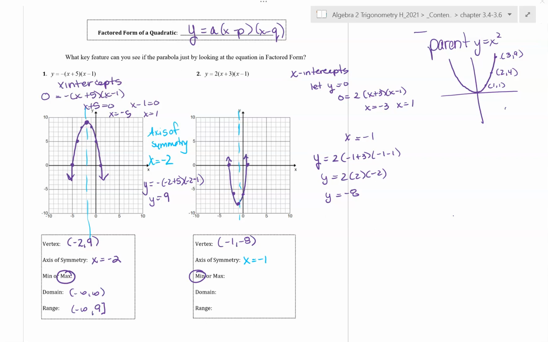But if we want to define the domain, we know that the domain is all real numbers, and the range, we would need our smallest y value, which was -8. So the range is from -8 to infinity. Great job, everybody. We just graphed quadratics from 3 different forms.